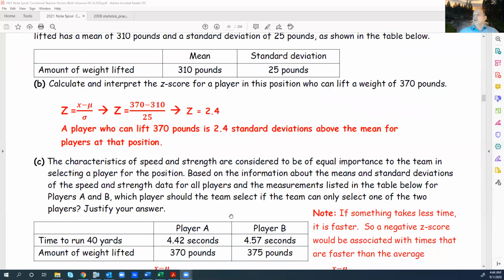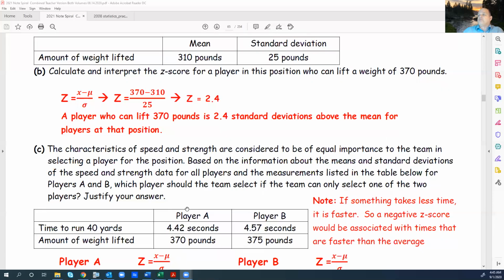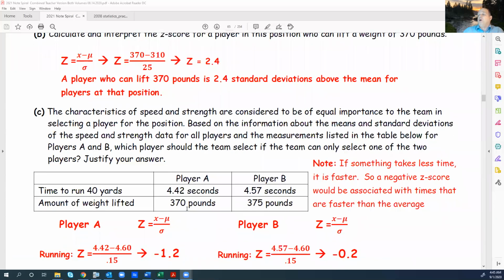Justify your answer. So here's what we have. Player A can run the 40 in 4.42 seconds, which is faster than player B at 4.57. However, player A lifts a little bit less than player B, and so we need to make a decision because player B is stronger, player A is faster. Who are we going to choose? Well, this is where we can use z-scores to make a comparison and make a decision. And this is probably what really did go on.